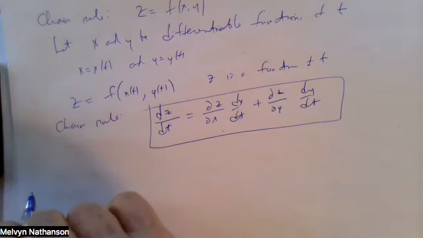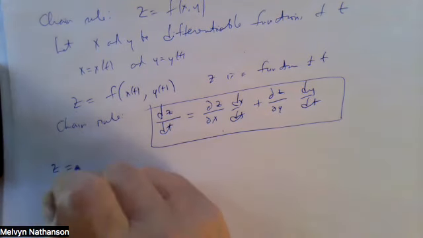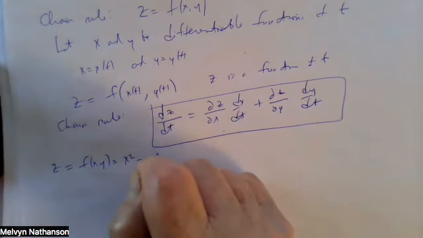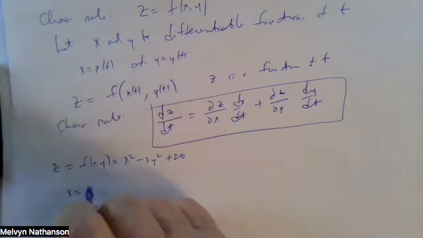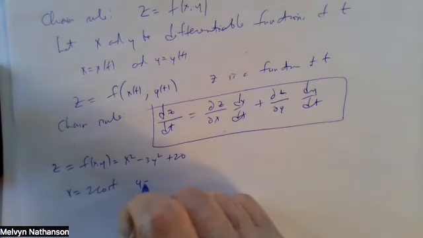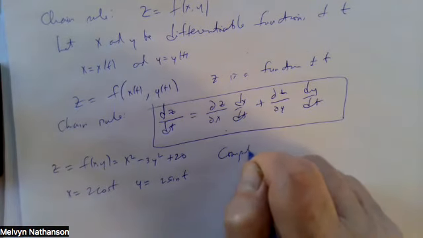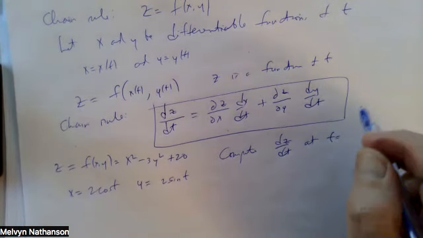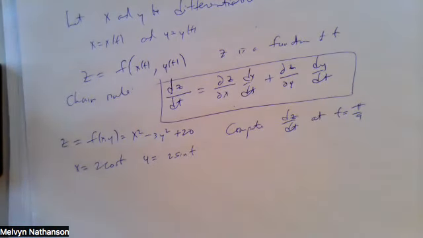So let me do again an example that I probably have done previously. We have z as the function of x and y given by x squared minus 3y squared plus 20. And suppose x is 2 cosine t and y is 2 sine t. And the problem is to compute dz dt when t is equal to pi over 4. So let me do it using the chain rule, and then we'll check by doing it directly.